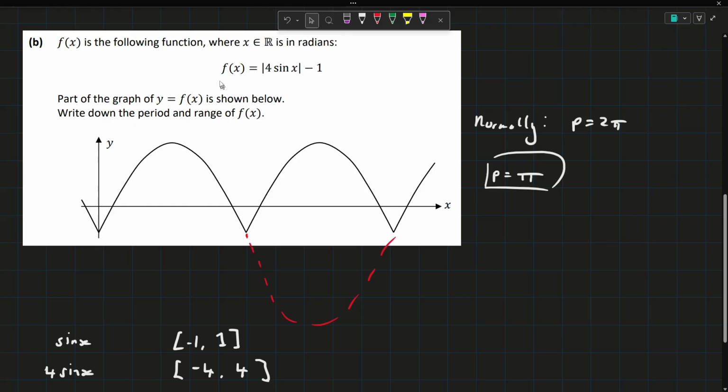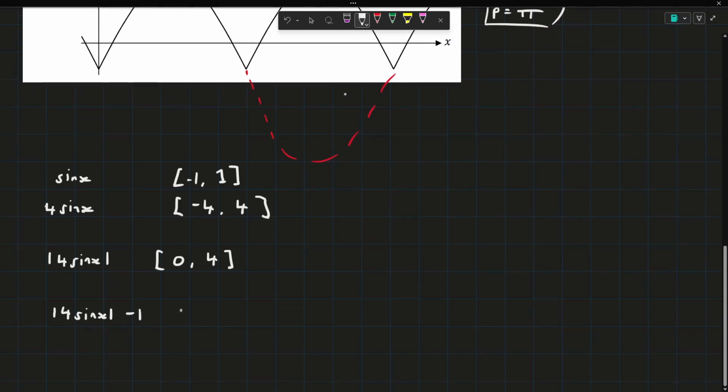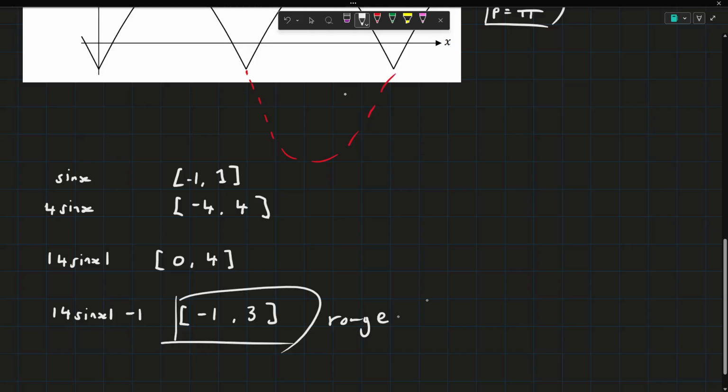And then we take that and we subtract 1 from it. So if we have the absolute value of 4 sine x minus 1, then the smallest value was 0, but now we're taking 1 away from that, so we'll get minus 1, and the biggest value is 4, but we're taking 1 away from that, we'll get 3. So minus 1 to 3 is our range.